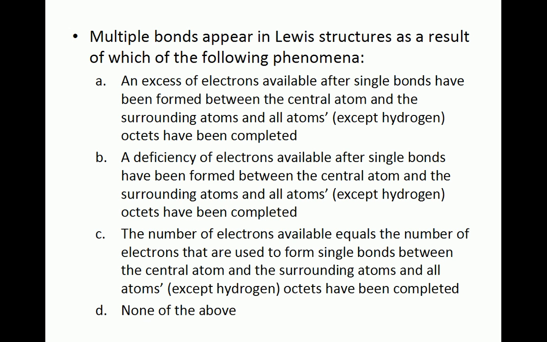Therefore, the correct answer is B. If the preliminary structure uses too many electrons, then the molecule is deficient in electrons to contain only single bonds.